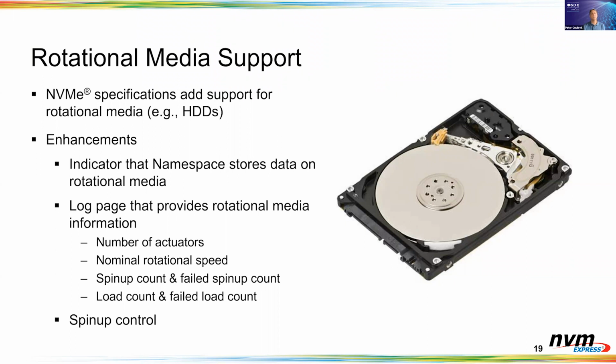Enhancements for rotational media include an indication that an endurance group and associated namespace store data on rotational media, and a log page that describes rotational media. It includes things such as the number of actuators, rotational speed, and so on. Finally, since spinning up a hard drive can consume a lot of power, we added spin-up control.